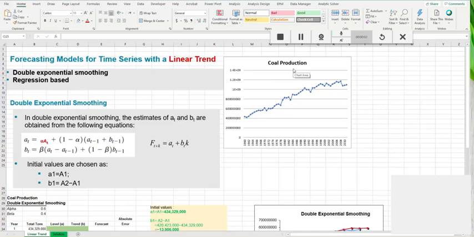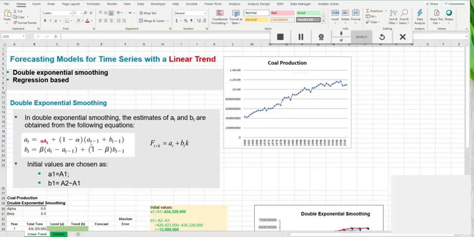In this video, I'm going to talk about the double exponential smoothing method, which is a method for forecasting time series with linear trend. Another option would be a regression-based method, but this video will only focus on double exponential smoothing. In order to use this method, you need to calculate two parameters: level, A, and trend, which is B.